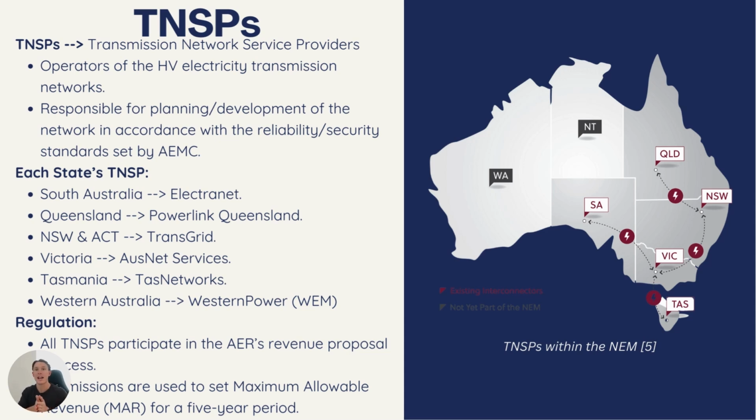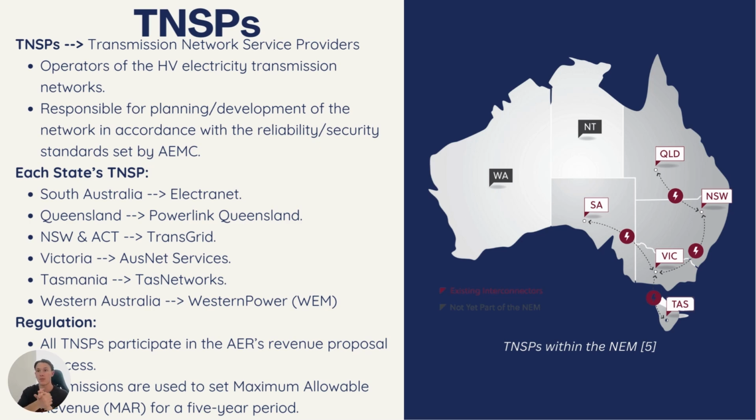So each state has a different TNSP. In South Australia, our TNSP is Electranet. In Queensland, the TNSP is Powerlink. In New South Wales and the ACT, it's Transgrid. Victoria, it's AusNet Services. Tasmania, it's Tas Network. So that makes up the entire NEM, being the diagram on the right there. And then in Western Australia, or in the WEM, Western Power is responsible for the transmission network.